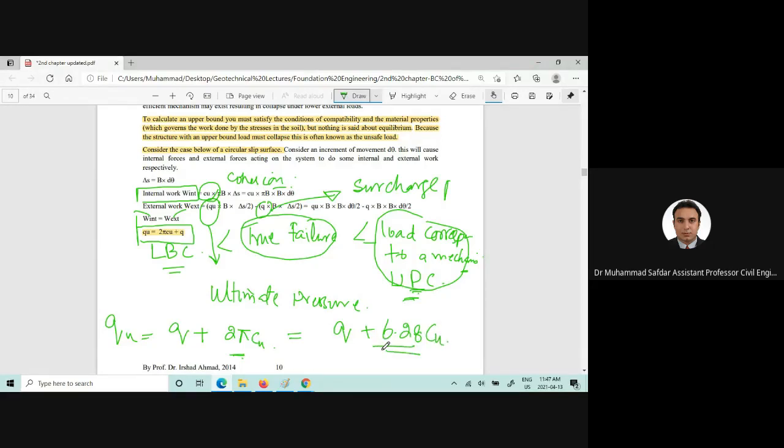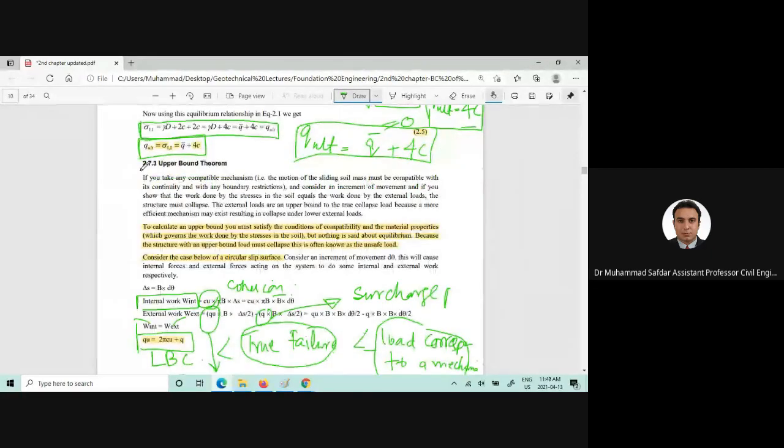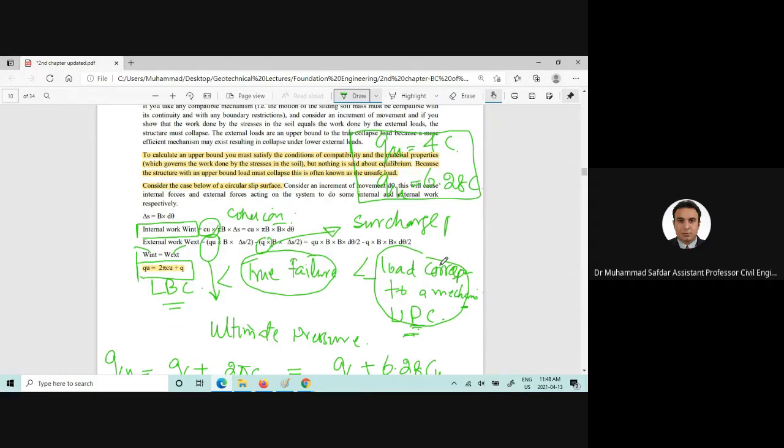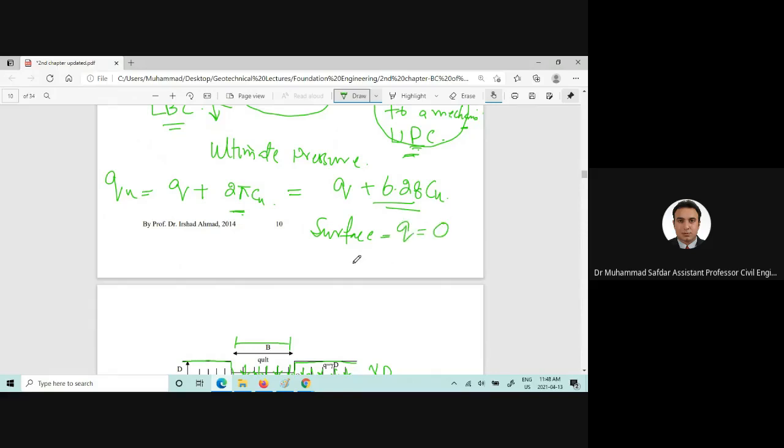So you can see here that in the lower bound we came up with an equation which is related to q ultimate. I would say here q ultimate is equal to 4c. Now q ultimate is equal to 6.28 c in case of the upper bound. So the true load here, let me explain that as well. If for the surface loading q is equal to 0, then the q ultimate would be equal to 6.28 cu.